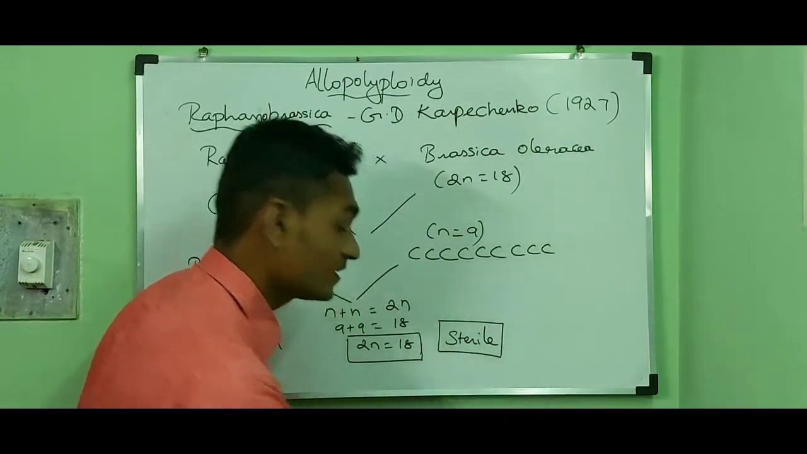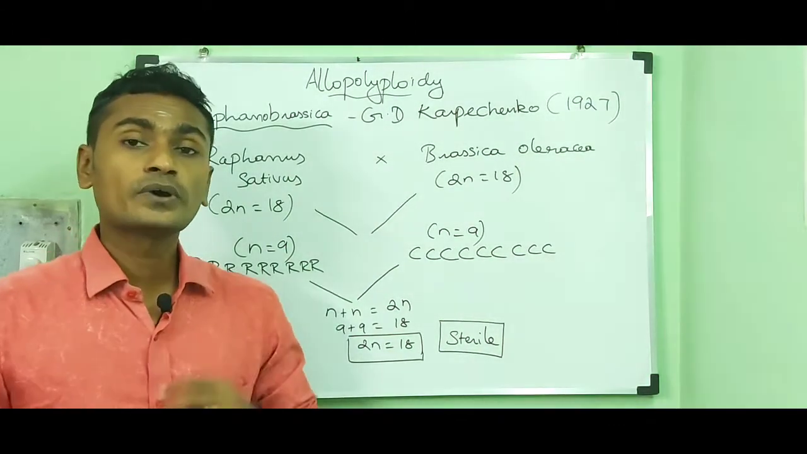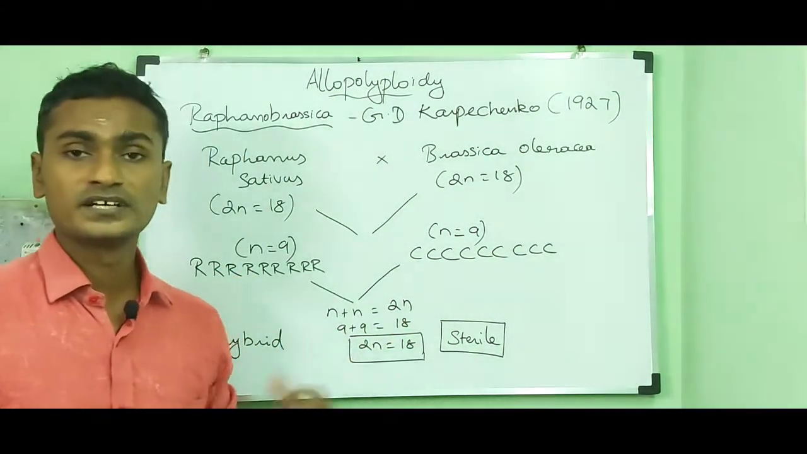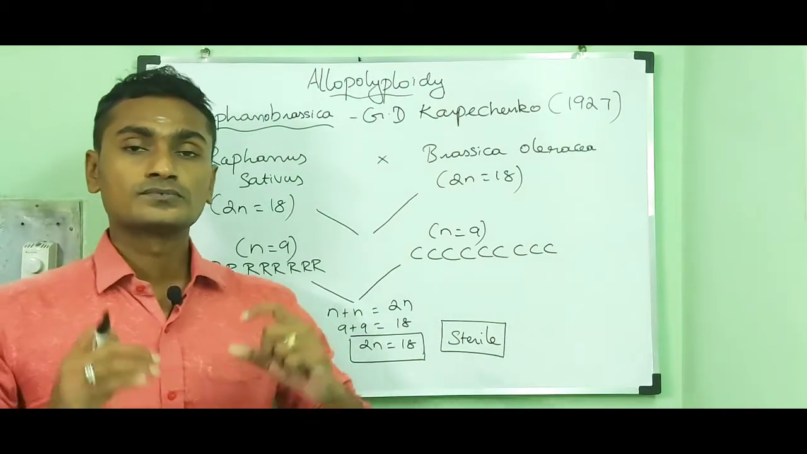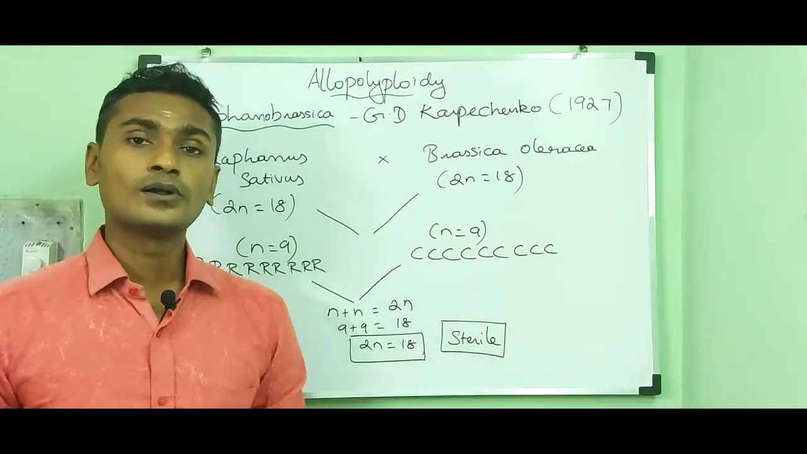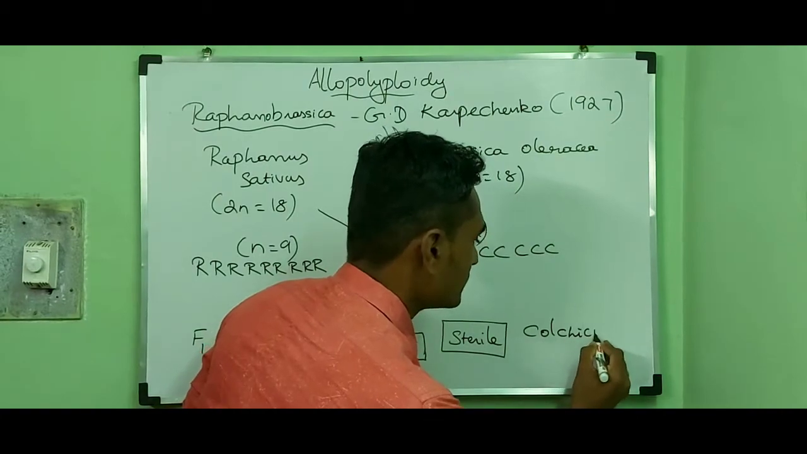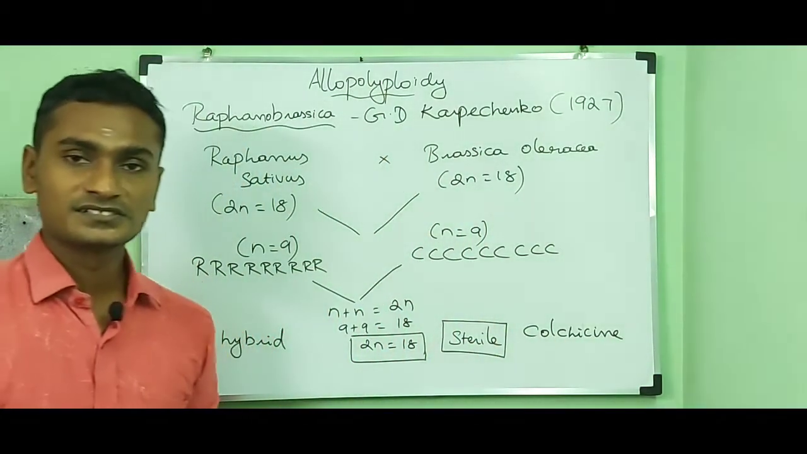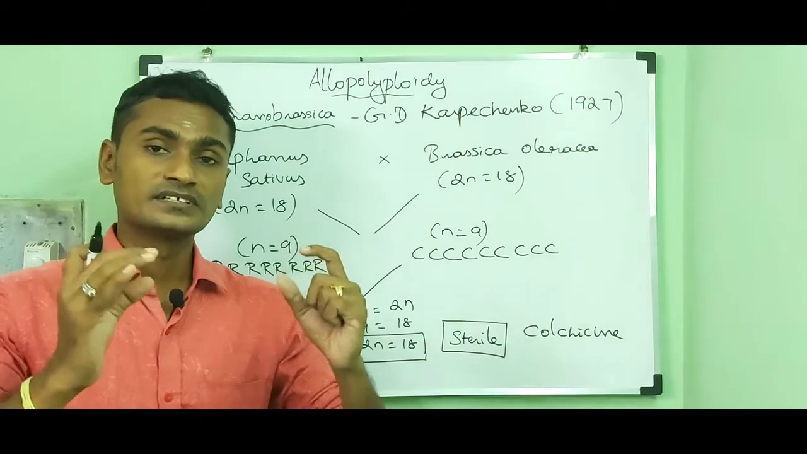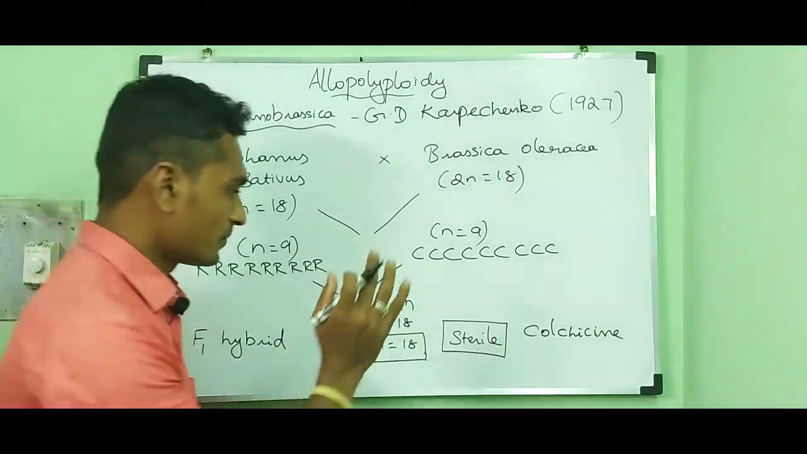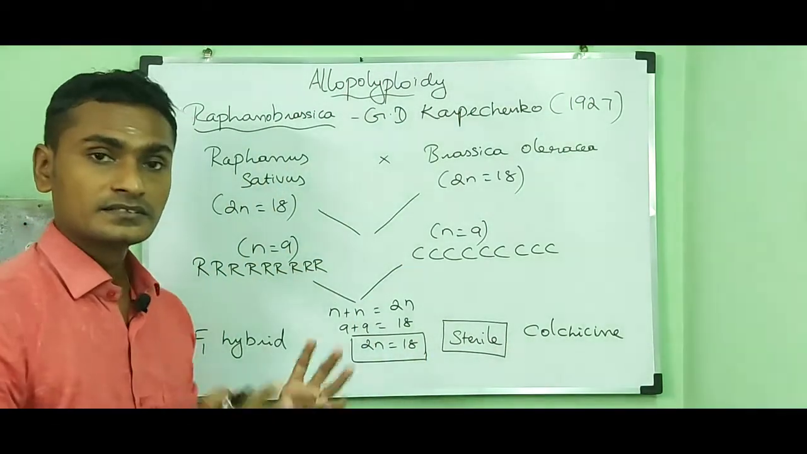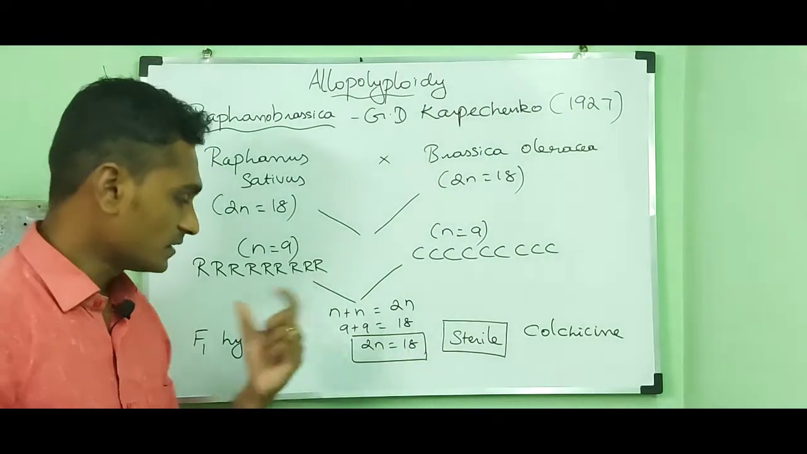That is why they are sterile in nature. So how can we restore the fertility of that young one? We have to apply a chemical called colchicine. By applying the chemical colchicine, we can restore the fertility of that plant. So we apply that chemical to the plant.